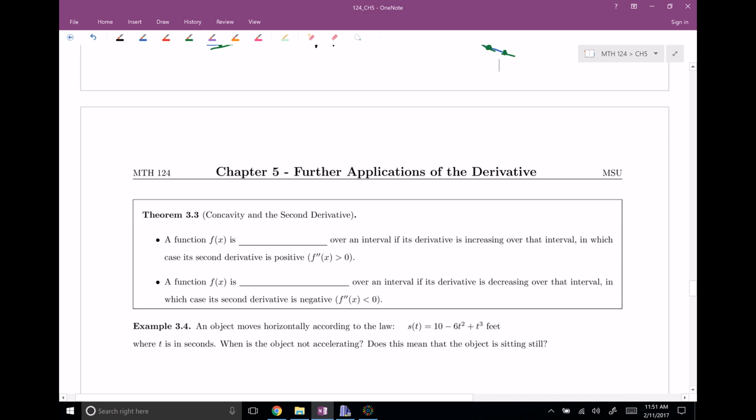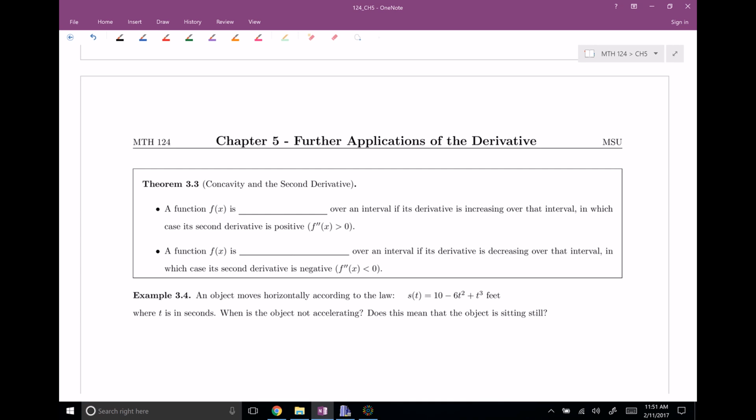Like I promised you, the concavity relates to the second derivative. So let me tell you how here. A function f of x is concave up over an interval if its derivative is increasing over that interval. Derivative is increasing. Well, that's telling you something about the second derivative, how the derivative is changing. So in that case, the second derivative is positive. So concave up means second derivative positive.